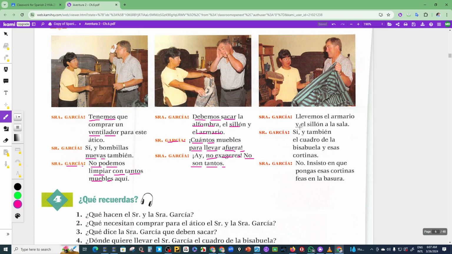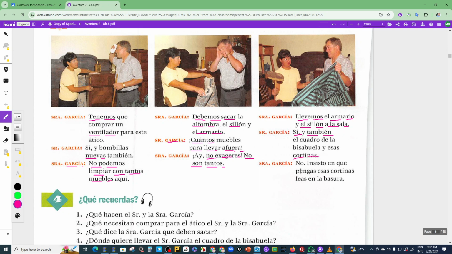Llevemos el armario y el sillón a la sala. Let's take el armario, this mueble, y el sillón a la sala. Where are they taking el armario y el sillón? They are taking it a la sala. What is la sala? The living room. Sí. Y también el cuadro. Remember, también is also. So, yes, and also el cuadro de la bisabuela y esas cortinas.